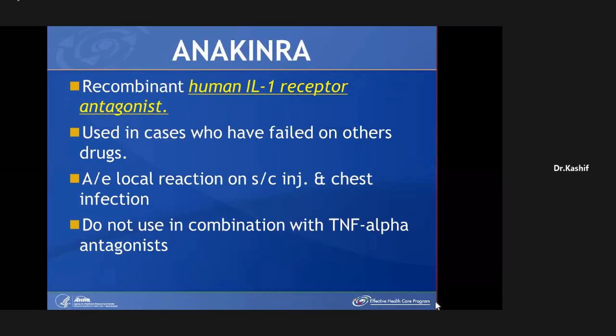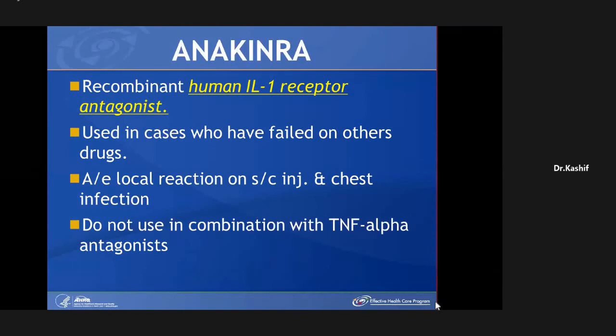Anakinra is again a drug which is a human interleukin 1 receptor antagonist. So it affects interleukin 1. This drug is used in cases who have failed on other drugs. So anakinra is not a drug of first choice. Usually we deal with the oral DMARDs, then the biologic. Once we see that the therapies have failed, then we come to this anakinra, but the other therapies are not effective. Local reactions and adverse effects occur.